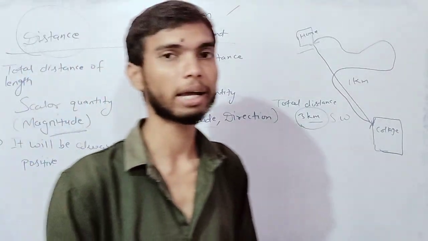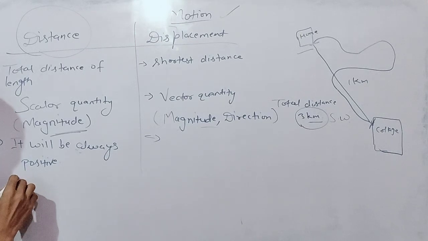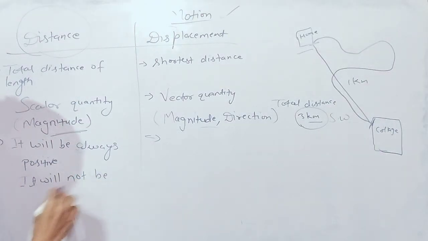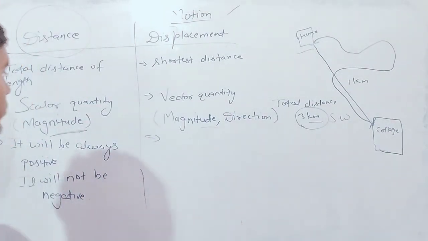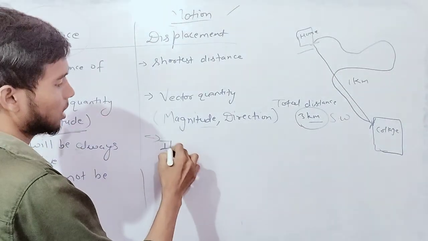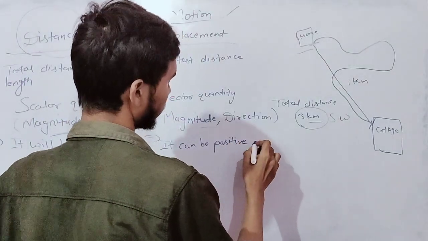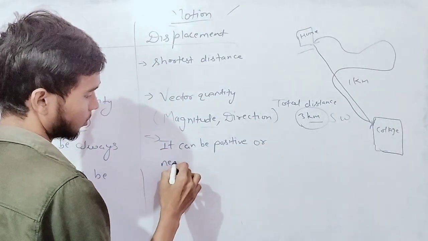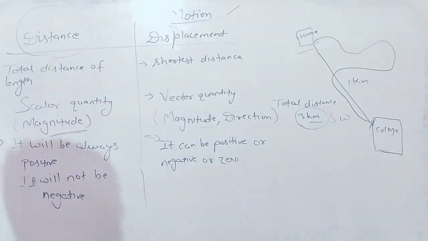Always remember, distance does not have negative. Now you can say it can have a zero, but it will not be negative. Remember, it will not be negative. Clear? Now here it will be always positive, it will not be negative. Here, displacement can be positive, or negative, or zero, because here we have direction.